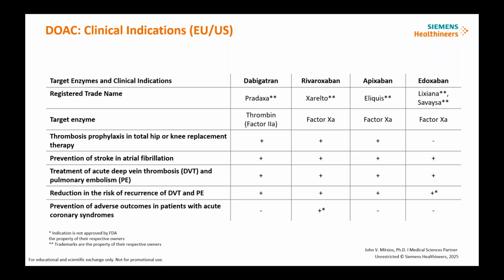Apixaban right now, if I remember correctly, is probably one of the most well-known or most prescribed anticoagulants. And you can see that it has a diverse list of clinical indications, ranging from thrombosis prophylaxis in total hip or knee replacement to prevention of stroke in atrial fibrillation, as well as the treatment of acute DVTs and PEs.